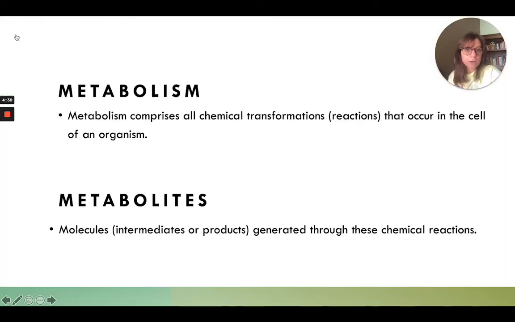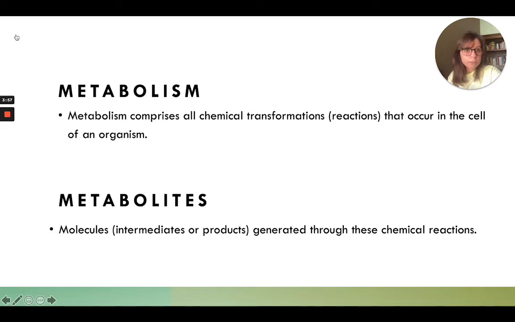Metabolism comprises all chemical transformations that occur in the cell of any organism, whether it's a plant cell or an animal cell. Think about all the reactions that occur in the cell. This includes reactions that break down large molecules into smaller ones, and reactions that assemble the smaller molecules to build larger units. So the collection of all the reactions that occur inside the cell is called metabolism.